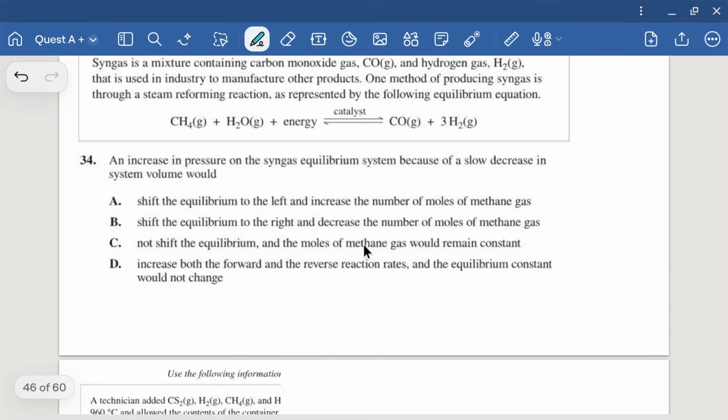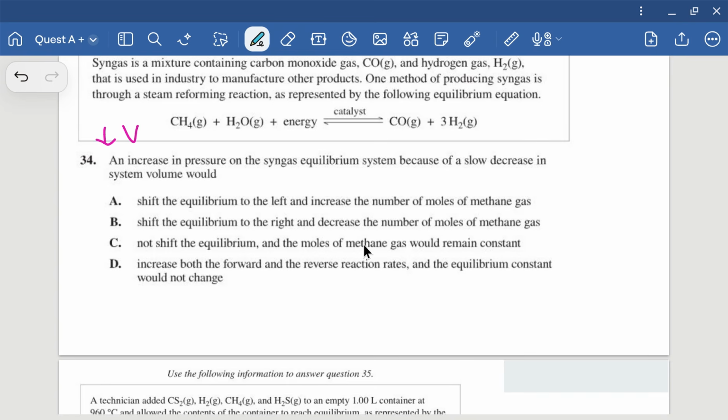Okay, now this next one, we have a system, and then it asks about an increase in pressure on our system. What would happen? In this question, if you have a temperature or volume change, an increase in pressure would be a decrease in volume, and then you would shift to the side with fewer moles. So you would shift to the left, and it would increase the number of moles.